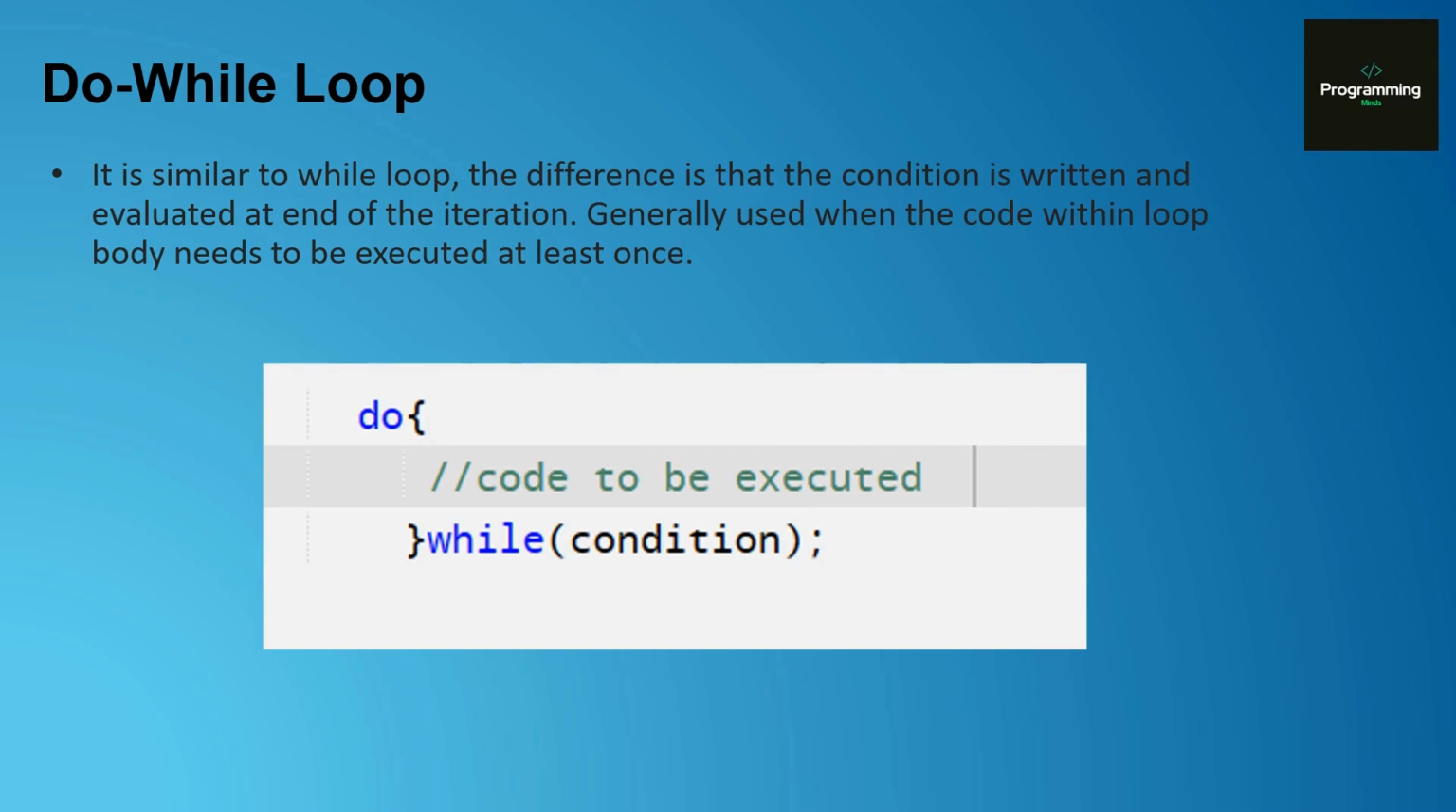Now the third loop present in C++ is the do while loop. It is similar to a while loop. The difference is that the condition is written and evaluated at the end of the iteration. So this is the while loop only, but the condition is at the end. So even if the condition fails, it will execute the loop one time. It is generally used when the code within the loop body needs to be executed at least once, even if the condition is true or false.